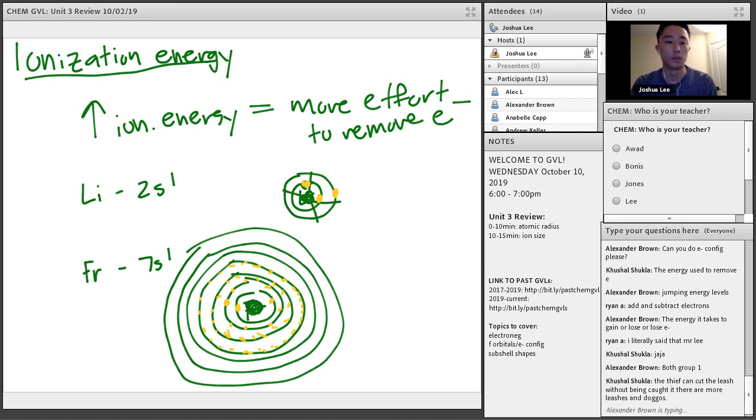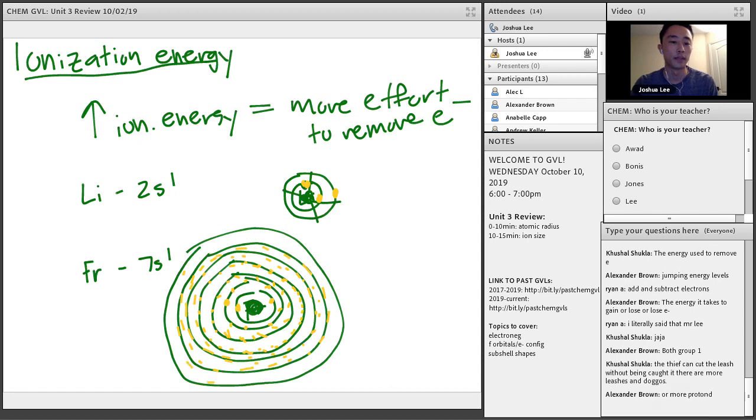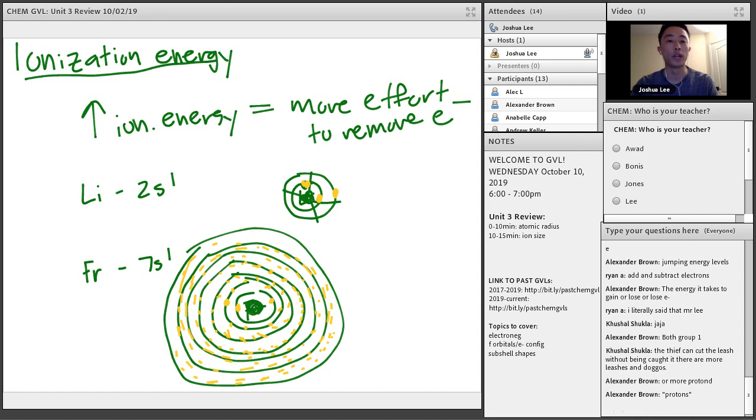Let's pretend I did 32. Then there's 32 more in the next energy level, 32 more in the next energy level. 18 plus 14, yeah, 32 more in the next energy level, and then 32 more in the next energy level. Now imagine, in order to lose an electron, which element is more likely going to lose one electron?